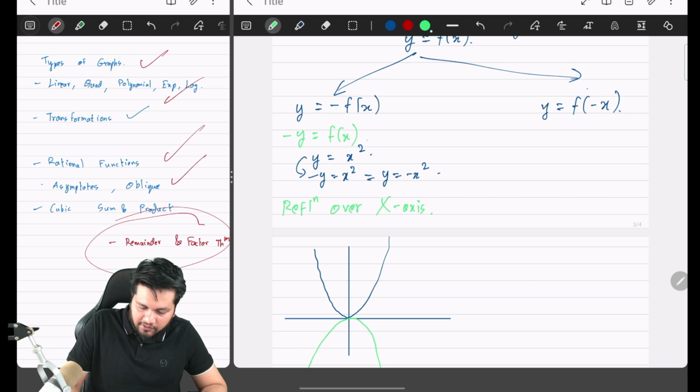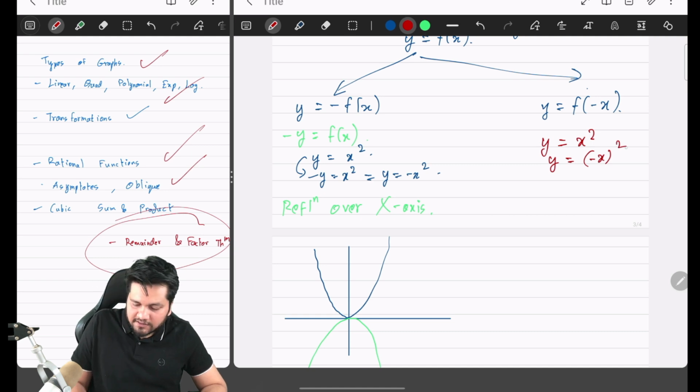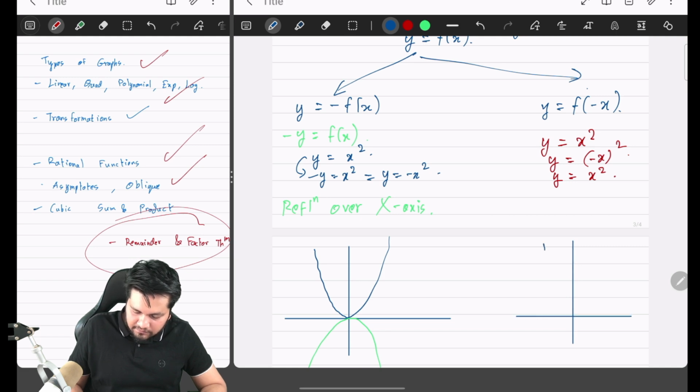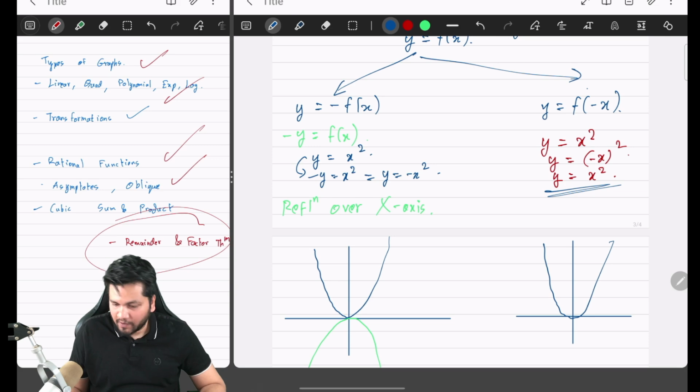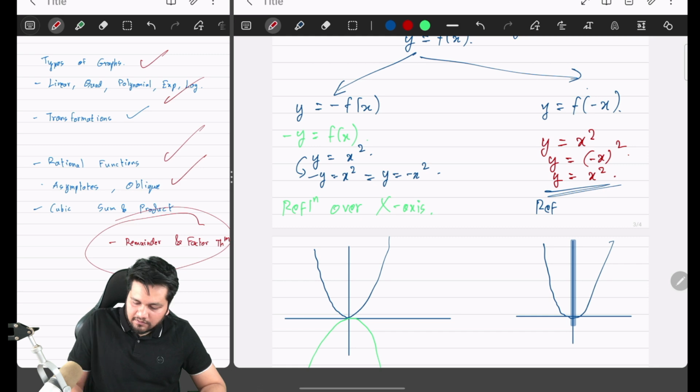On the other hand, if I talk about this graph, y is equal to f of minus x. So what will happen when I transform y is equal to x square to y is equal to minus x? We are replacing x with minus x, so it's going to be minus x whole square, which will remain as it is, y is equal to x square. So the graph which was supposed to be like this previously is the same even after transforming x to minus x. Why? Because this is a reflection over the y-axis. So when x is getting changed to minus x, it's a reflection over the y-axis. That's it.